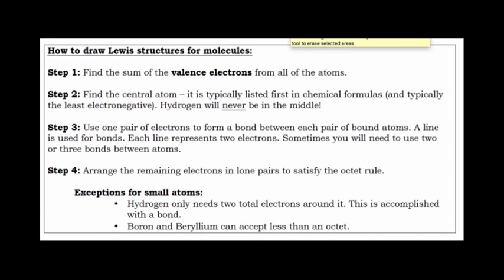I want to draw your attention back to these rules about how to draw Lewis structures for molecules. I went through all of them and the examples, but we didn't go through them step by step. So it's important that you read through them. And look at the exceptions for small atoms down at the bottom. So hydrogen only needs 2 total electrons around it. That means 1 bond. And boron and beryllium can accept less than an octet. So they don't have to have 8 electrons around them because they're just too small to even handle that. They can't accept all those electrons. Go ahead and flip over to the back of your paper.